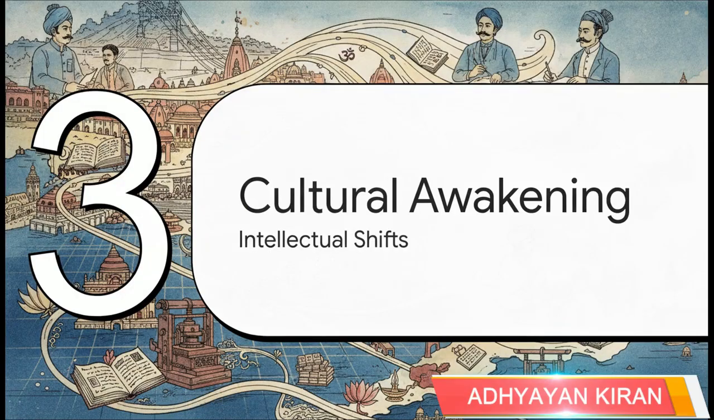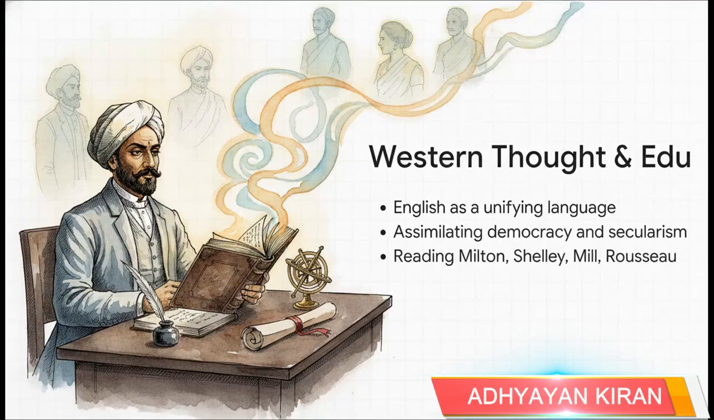All right, Section 3, intellectual and cultural awakening. Because once that structural grid was in place, revolutionary ideas could travel fast. The introduction of a modern education system was a total game changer. The British pushed English education because, frankly, they needed an army of clerks to run their administration. But, and here's the twist, Indians took that language and used it as a tool to talk to each other across totally different linguistic borders.